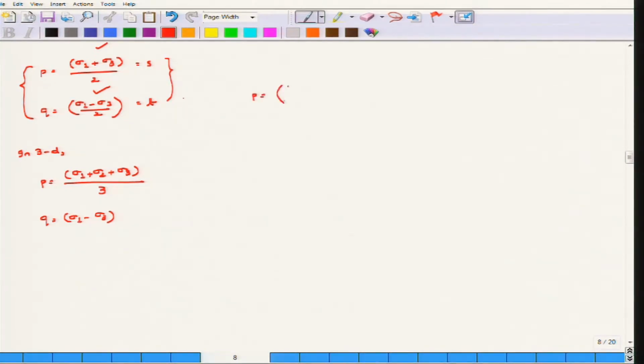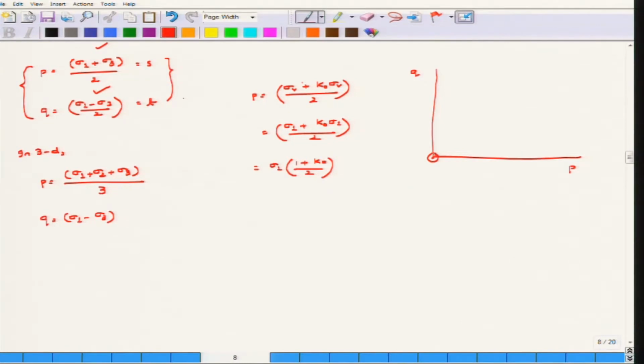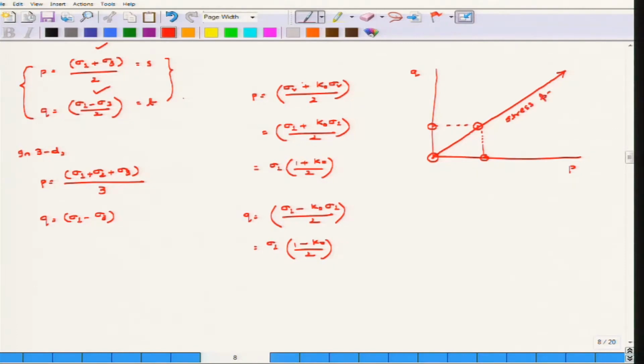So p, now you know, is sigma V plus K naught into sigma V by 2, or it can be written as sigma 1 plus K naught into sigma 1 by 2. So it is equal to sigma 1 into 1 plus K naught by 2. So in the stress space, if this is p, if this is q, your initial position was 0, 0. Now at a particular stress sigma 1, let us say this is my p point. Now what about q? q is equal to sigma 1 minus K naught into sigma 1 by 2. So it is equal to sigma 1 into 1 minus K naught by 2. So it is somewhere here. So this is the point, and this line is the stress path, and the slope of this stress path is obviously q by p, which is equal to 1 minus K naught by 1 plus K naught.